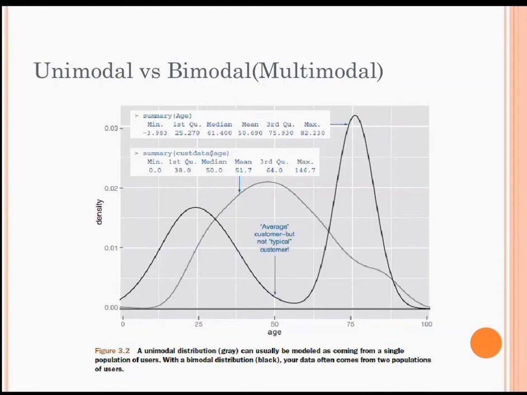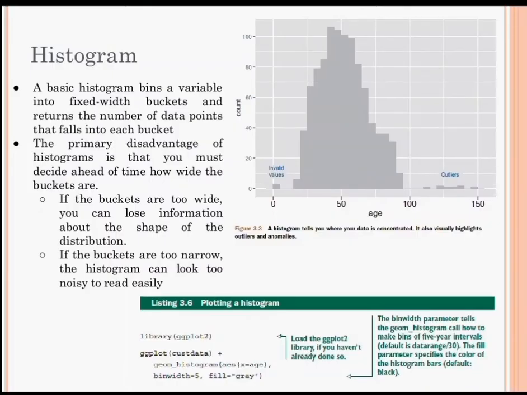This is an example of a unimodal versus a bimodal graph. A unimodal distribution can usually be modeled as coming from a single population of users. With a bimodal distribution, your data often comes from two populations of users. The first type of graph that we'll be discussing is the histogram.